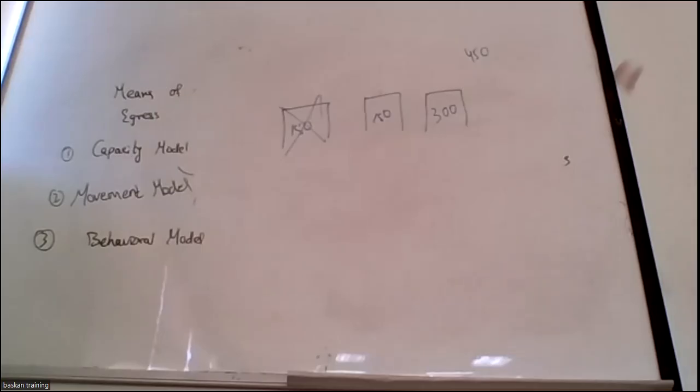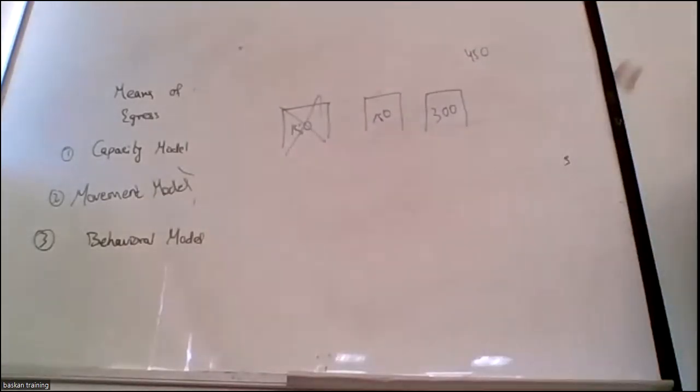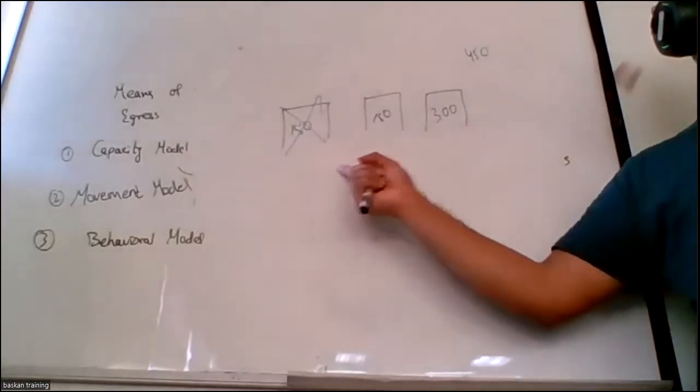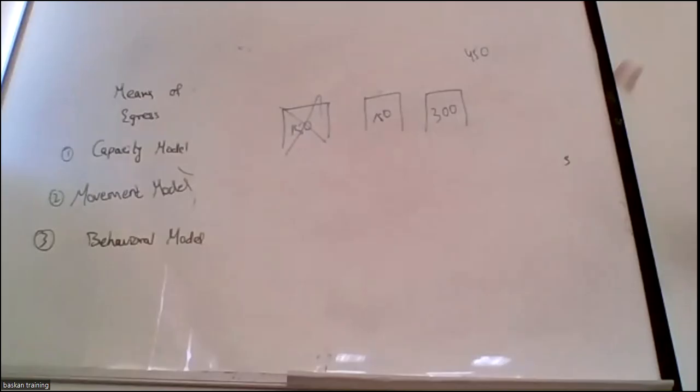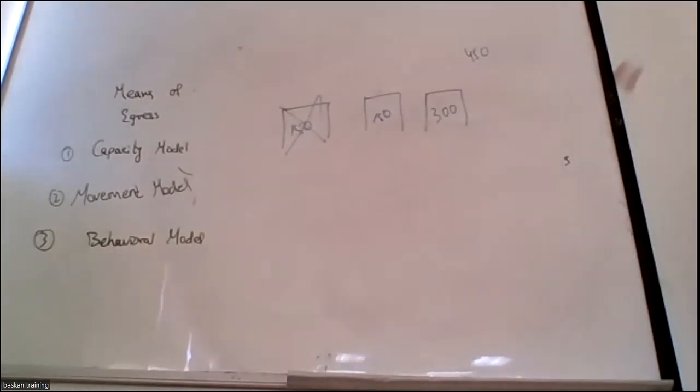Means of egress design can be categorized into three models: the capacity model, where flow is equal to speed into width into density; then the movement models, defining how many people can evacuate per door; and the third one is the behavioral model. Whenever you have a healthcare occupancy, the egress design is always based on the behavioral model.